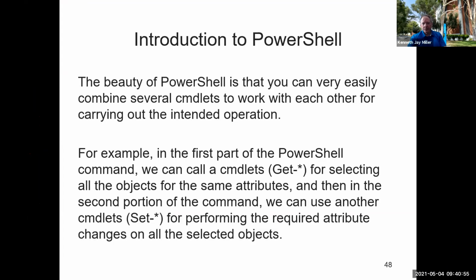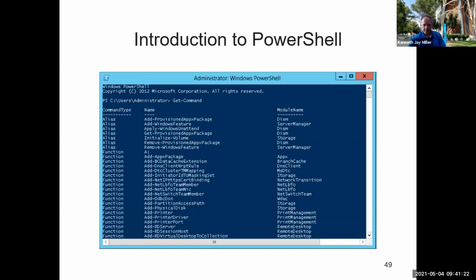All right. So for selecting all the objects for the same attribute, and then in the second part of the command, we can use another command to set it. So we can find what we want to work with, and then we can change it with the second part. To combine those together, we use what's known as the pipeline.